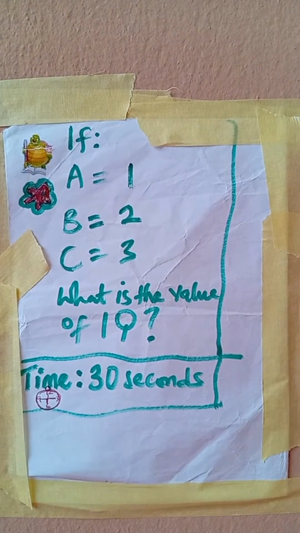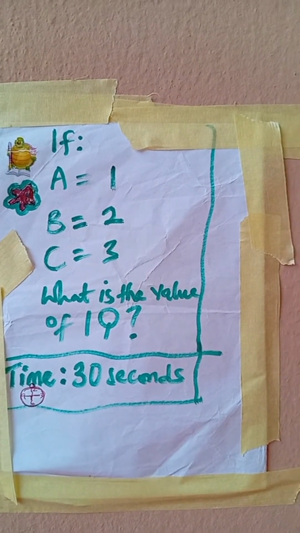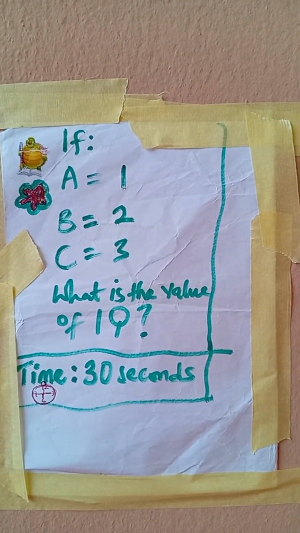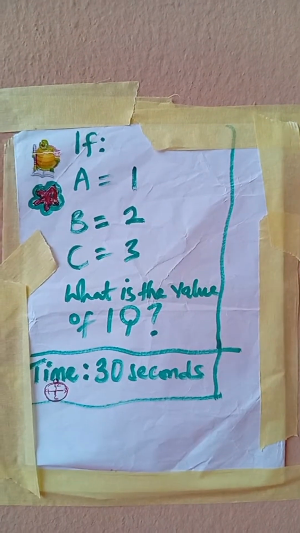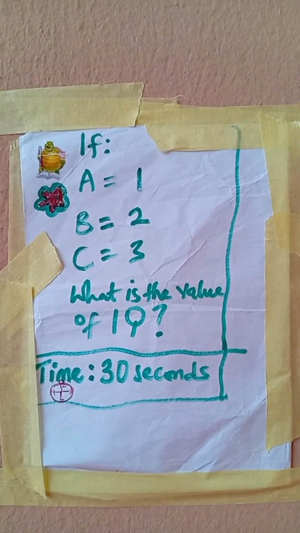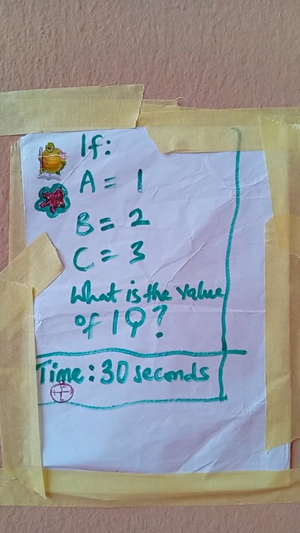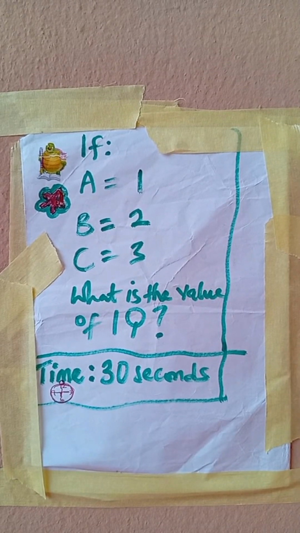So the question says, if A equals 1, B equals 2, and C equals 3, what is the value of IQ? I'll take the question once again. If A equals 1, B equals 2, C equals 3, what is the value of IQ? What is the value of IQ? You have just 30 seconds.